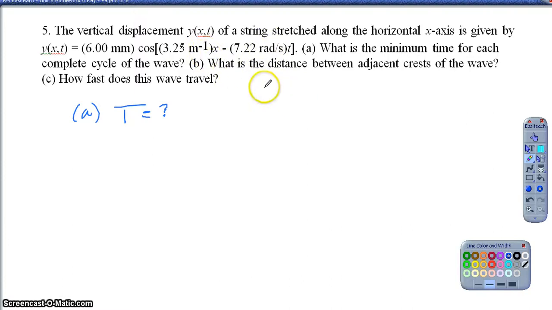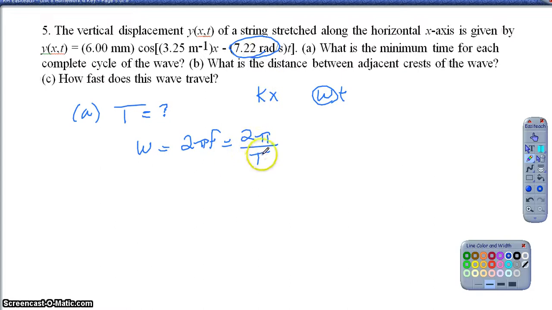So if I look at the inside, the 3.25 meters inverse acts as my k when I have my kx, and then the negative 7.22 acts as my omega when I look at my omega times t. So which of those values, k or omega, has to do with the period? Well, the value that has to do with the period is omega. Omega is defined as either 2 pi times the frequency or 2 pi over the period. So as soon as I identify that this is just a representation of 2 pi over the period, this is a pretty easy solve.